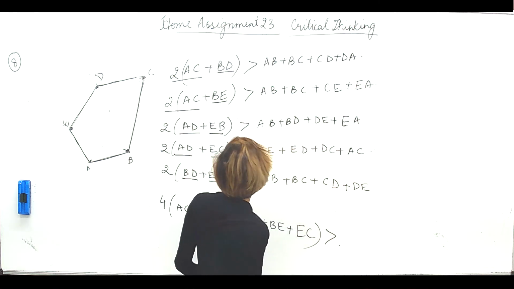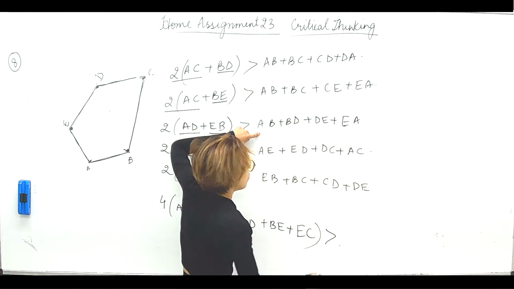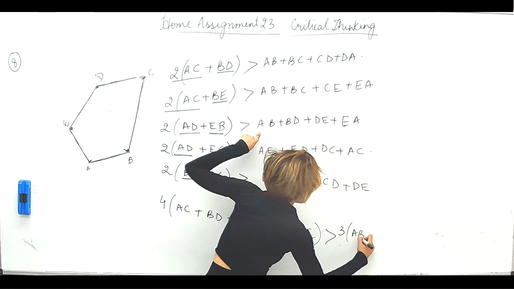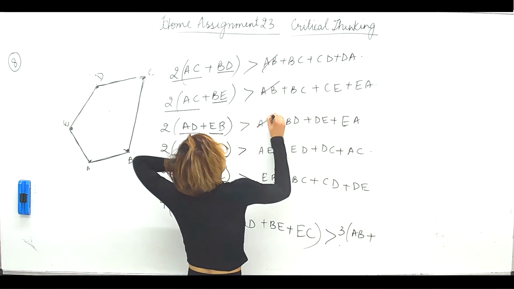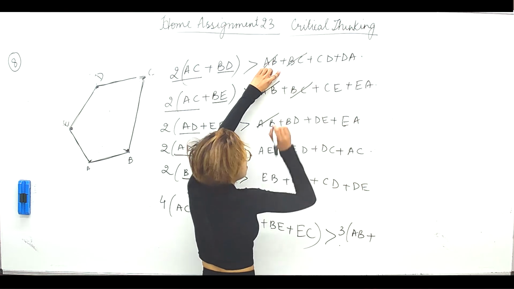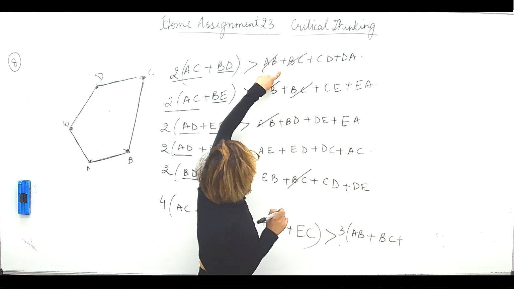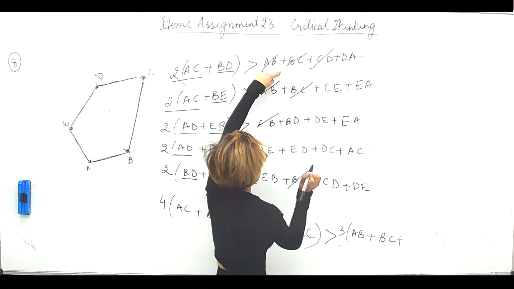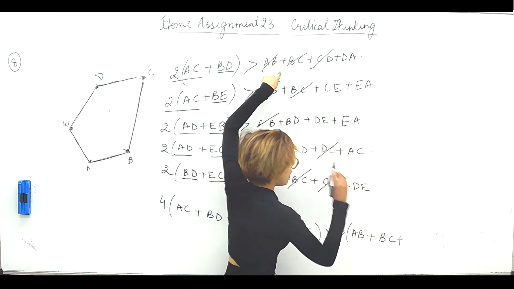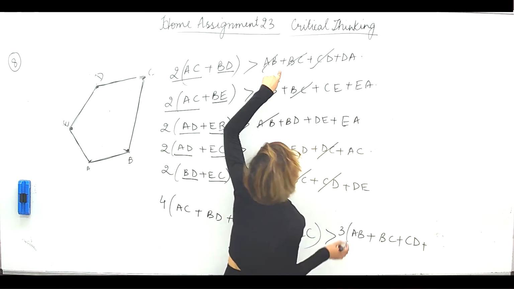Greater than. Now let's see. AB, AB, AB. So thrice of AB plus. Let me use it. Now BC, BC, BC, 3 times. Now CD. There is CD, CD. 3 times CD. Plus. Now DA.